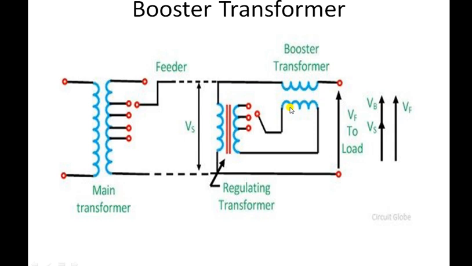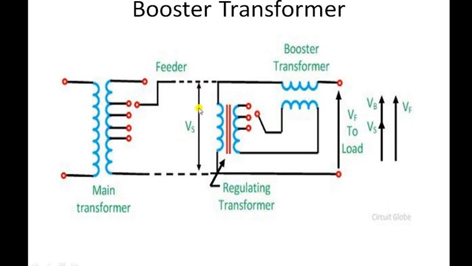So here we can see that the booster primary is fed from a regulating transformer. The power rating of this booster transformer will be some percentage of the power of the main transformer. In this figure, one more thing we can note is that this is the main transformer and the transformer secondary feeder is connected, and suppose this is a feeder and this is the load end. In between the two ends we have added this booster transformer.